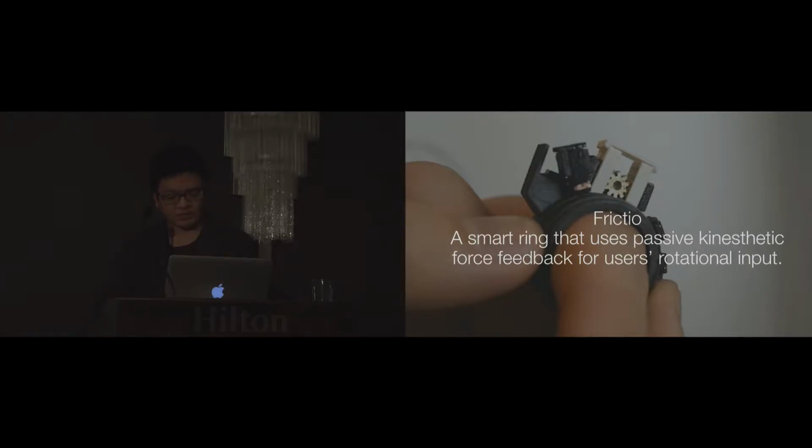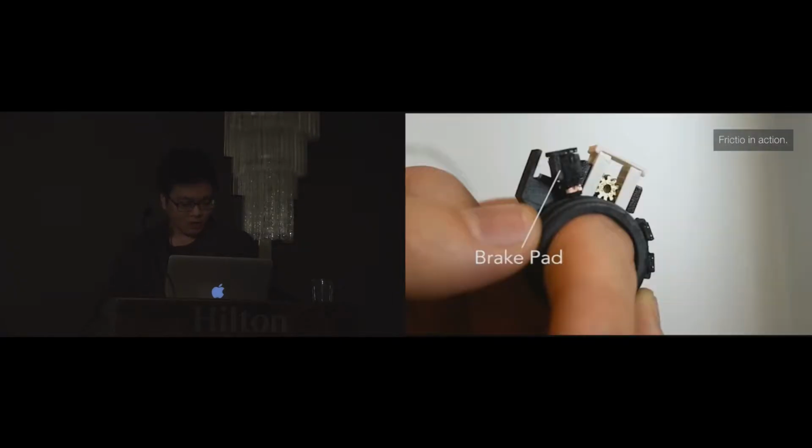Frictio has three major advantages. First, it provides force feedback to users in response to their input actions. Second, this fits the smart ring form factor very well. And lastly, different force profiles can be designed to enrich the interactions.